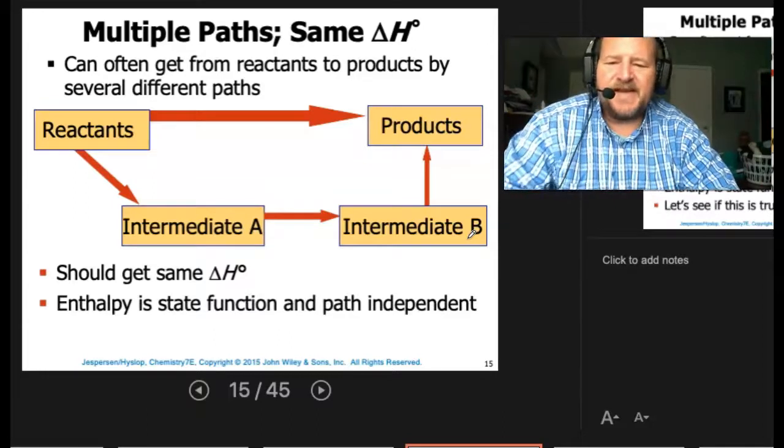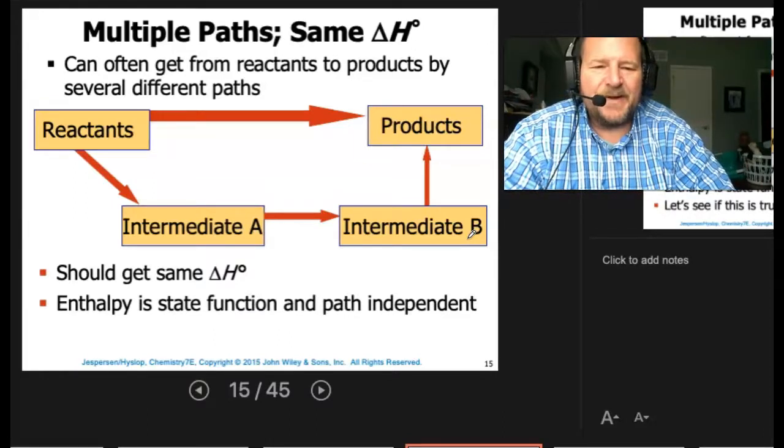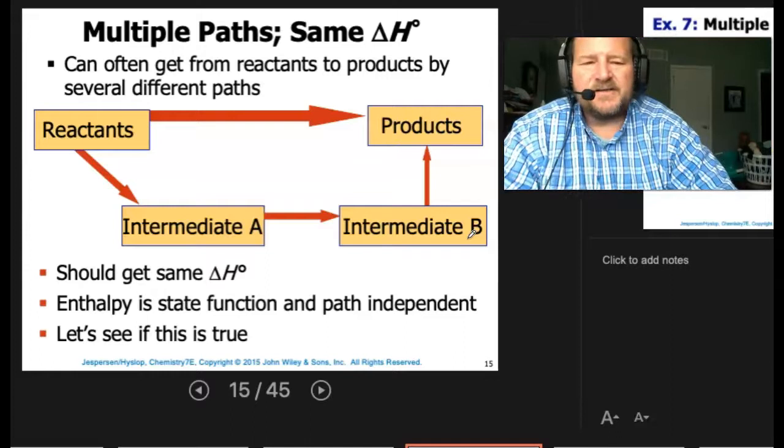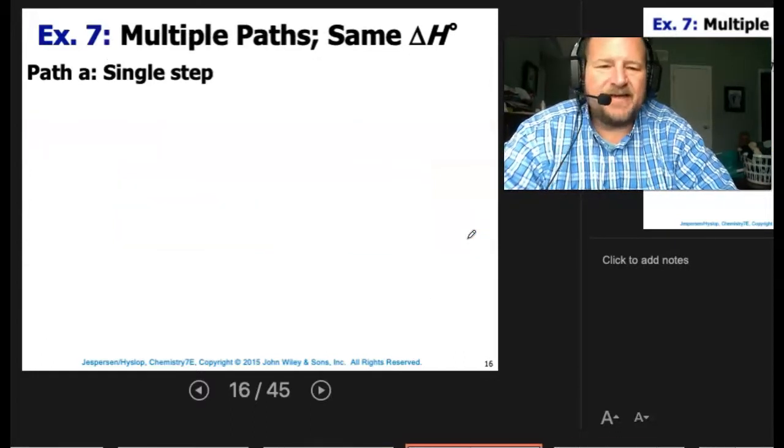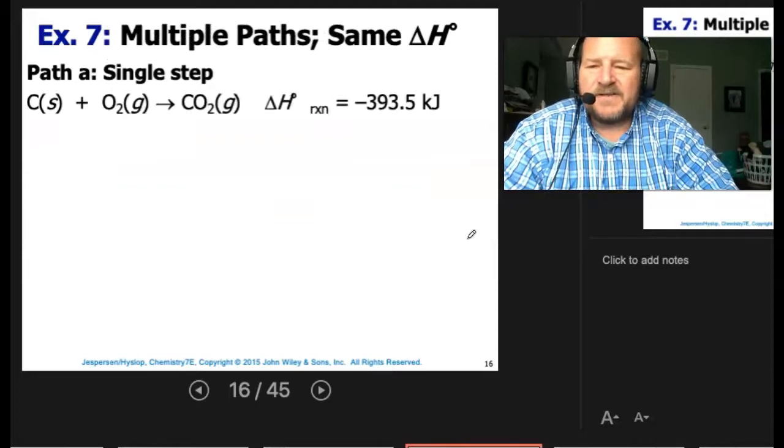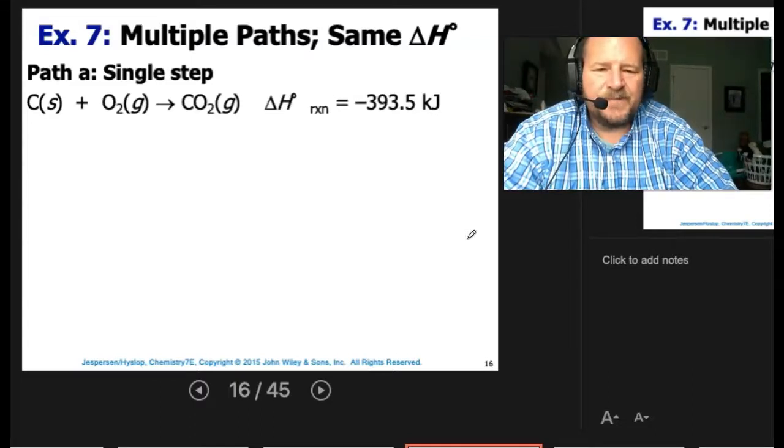So enthalpy is a state function. Remember, it's path independent. All right, so let's take a look and see if we can figure out if this is true or not. So multiple paths, same delta H. Path A, single step. Carbon solid plus O2 gas goes to CO2. The delta H for that reaction is negative 393.5 kilojoules. Now, path B is going to be 2 steps.